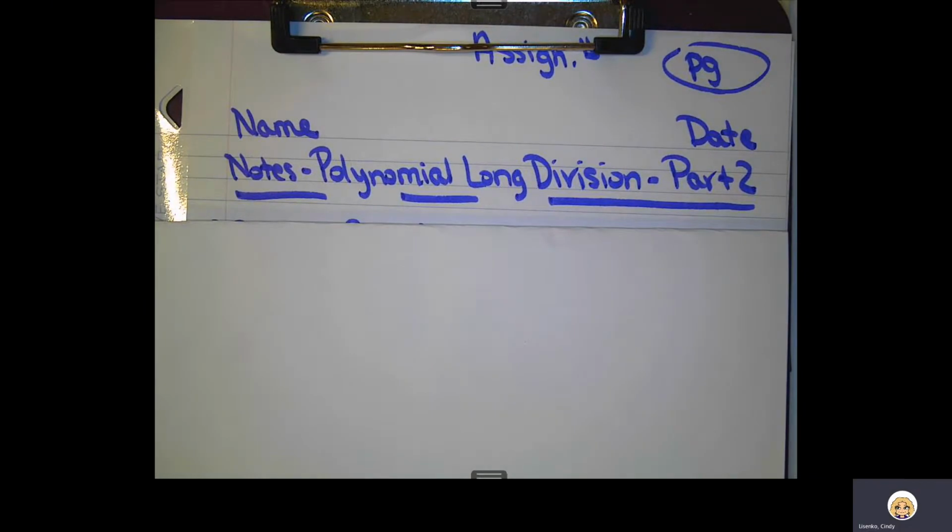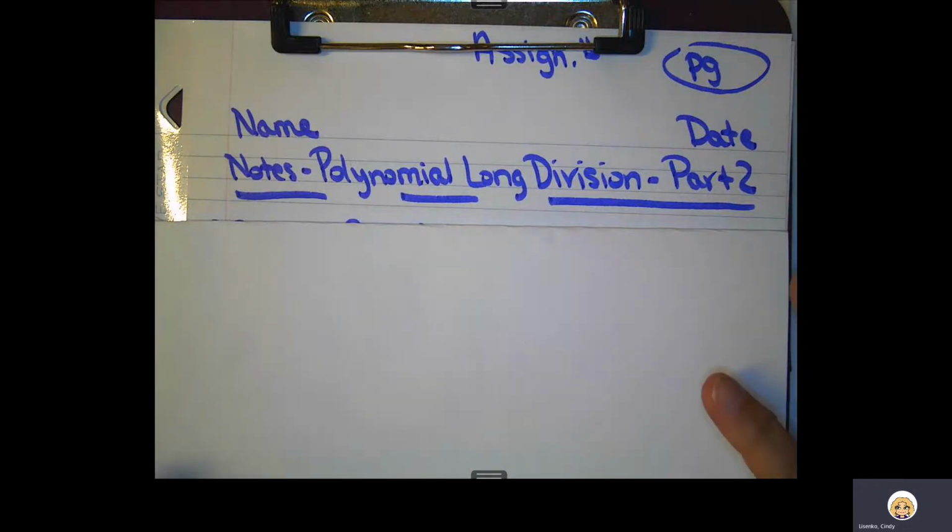In these notes, we're going to focus just on polynomial long division. In the first polynomial long division notes, part 1, we did some long division with just numbers, and then we translated it into polynomial long division. Here, we're just going to focus on long division, but I'm going to show you another form to use called quotient remainder form. So make sure you have your heading here.